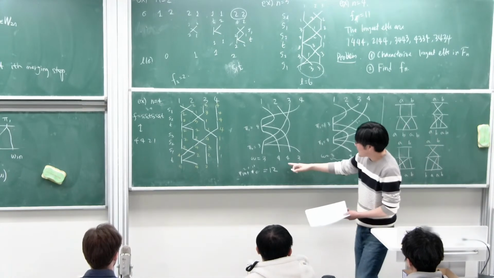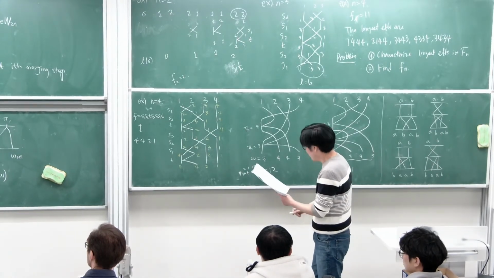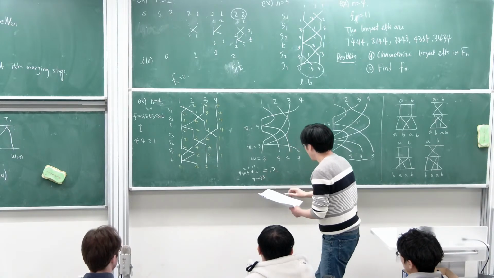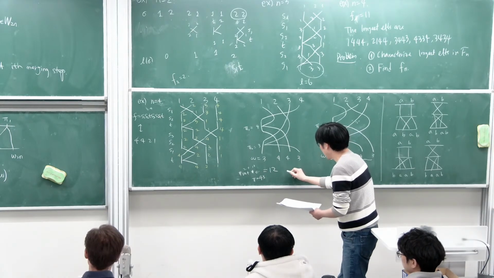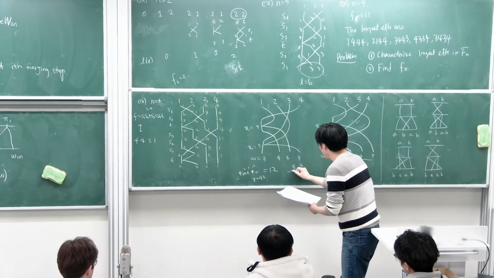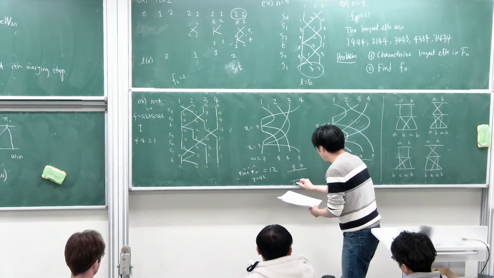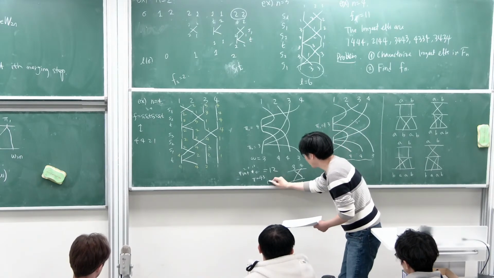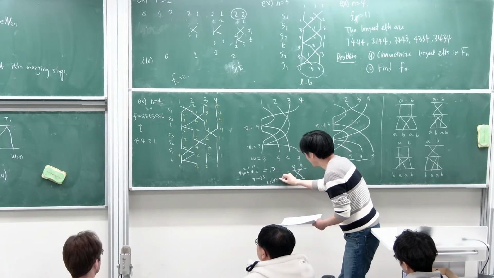So let's compare this with that lemma. So pi equals 4, 3. So what is the crossing of pi? 3, 4, and here you write 5. So you have to connect like this. So the crossing of pi is 1.